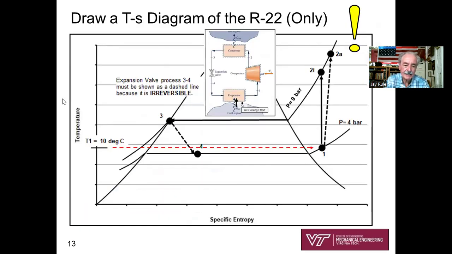The next thing I do in my solution is draw a TS diagram of the refrigerant R22 only. This has nothing to do with air. This is purely process 1, 2, 3, 4. It relates only to this basic refrigeration cycle that's giving us the air conditioning. And this is going to help us visualize what we've got when we look up properties. You know good and well, we're going to have to look up enthalpies. We're going to have to look up H1, some H's at state 2, and the enthalpy values at state 3 and state 4.